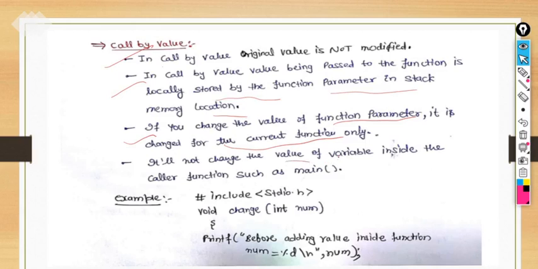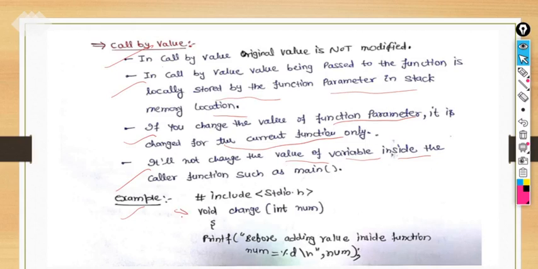So when you call the same function with different values or different actual parameters, it will give a different result. Its change is not permanent, it's a temporary change. Next is the example to understand call by value in a better manner.